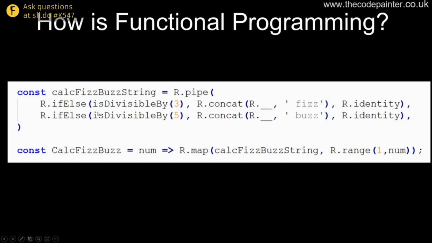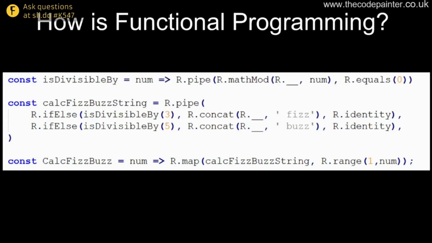Similarly here, if it's divisible by 5, then we concatenate buzz. So that's a pipe, and we are either concatenating a fizz, or a buzz, or if neither of those divisibles were true, then we're simply returning identity, an unmodified value. So that's all of our logic for doing our Fizzbuzz pretty much in that one statement.